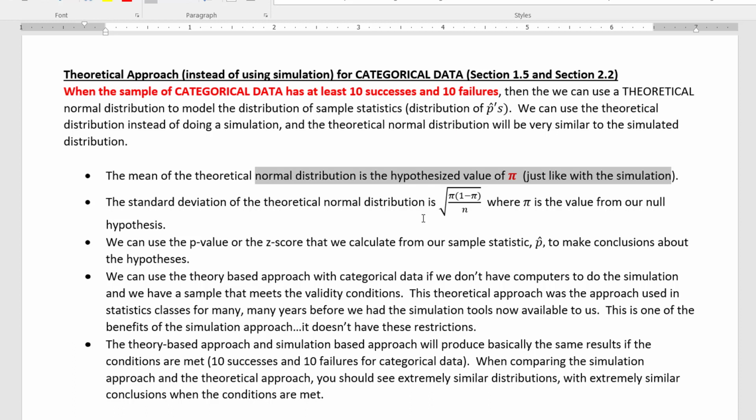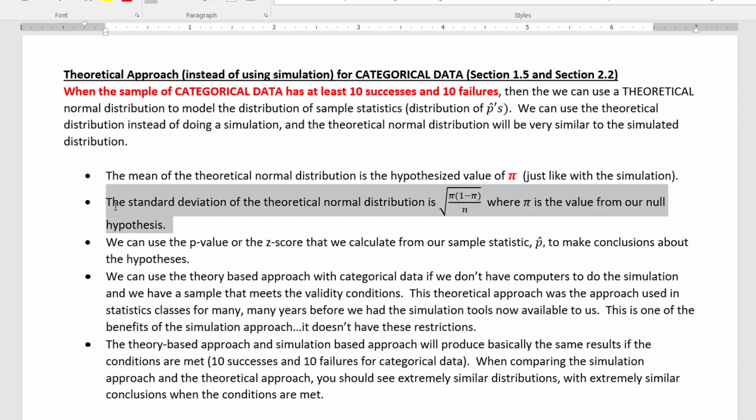This formula is the square root of pi times 1 minus pi over n. It's called the standard error. It's the standard deviation of the null distribution. It's the standard deviation of the distribution of sample statistics. So we can then, of course, use the p-value or the z-score to get our strength of evidence.